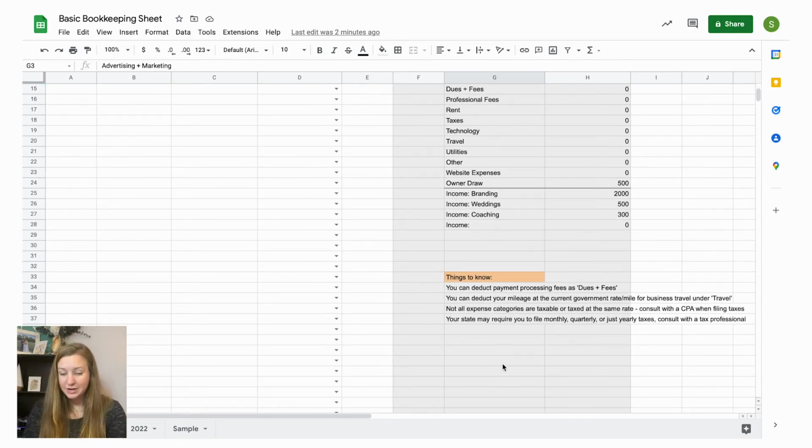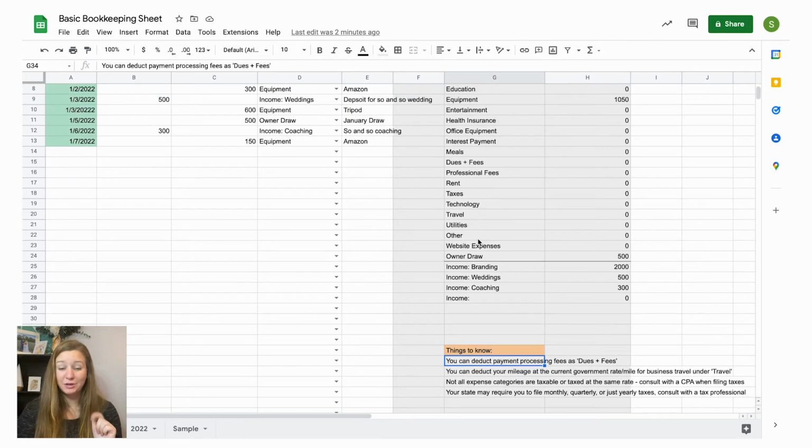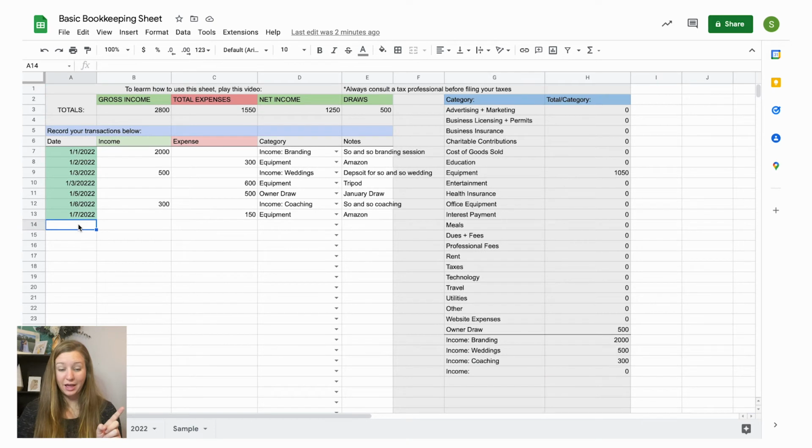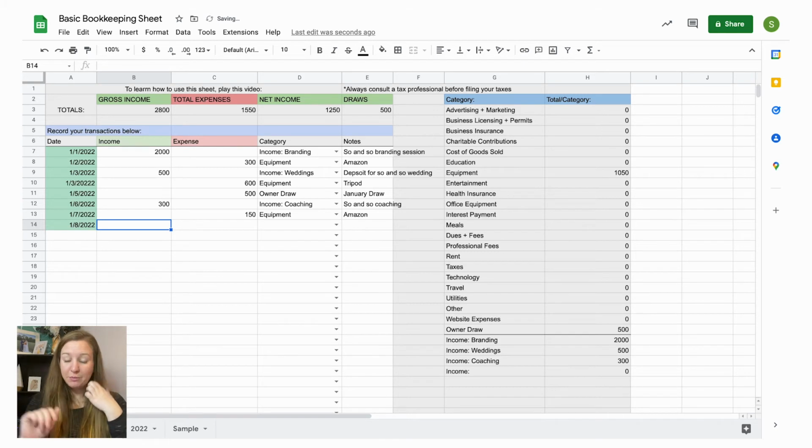I've also put down here things to know. So you can deduct payment processing fees as dues and fees. Let me show you one of the ways you would type that out. So let's say somebody pays you for a wedding. We're going to put that in on the 8th because we're doing a lot of business in January. So someone pays you for, let's say, a wedding. If you're a graphic designer, it could be a full website design, whatever. And they paid you $1,200.